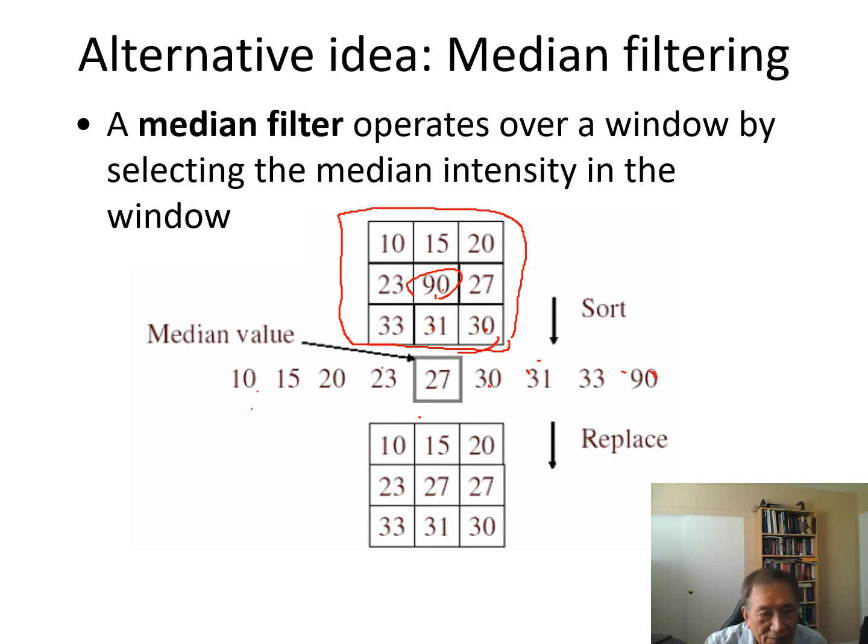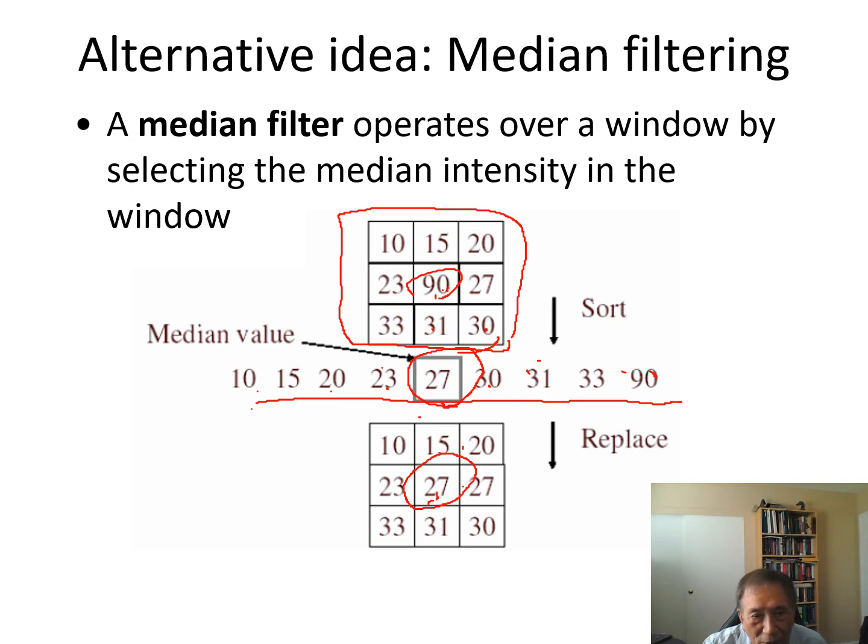So 10, 15, 20, 23, and so on. There are 9 values, so the 5th value is just in the middle. In the middle, that's the median, ranked in the middle. So if you change this one, 90 becomes 27. Then everything is 10s, 15s, like that. Only the middle part was pretty high.